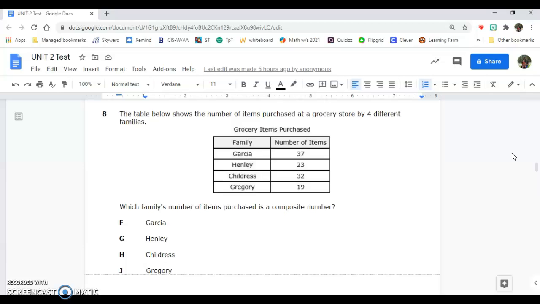Number 8. The table below shows the number of items purchased at a grocery store by 4 different families. Which family's number of items purchased is a composite number?